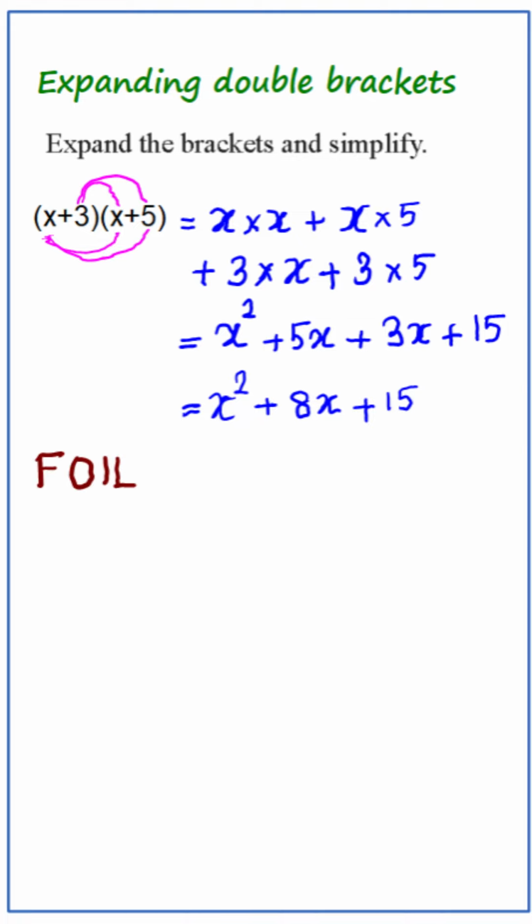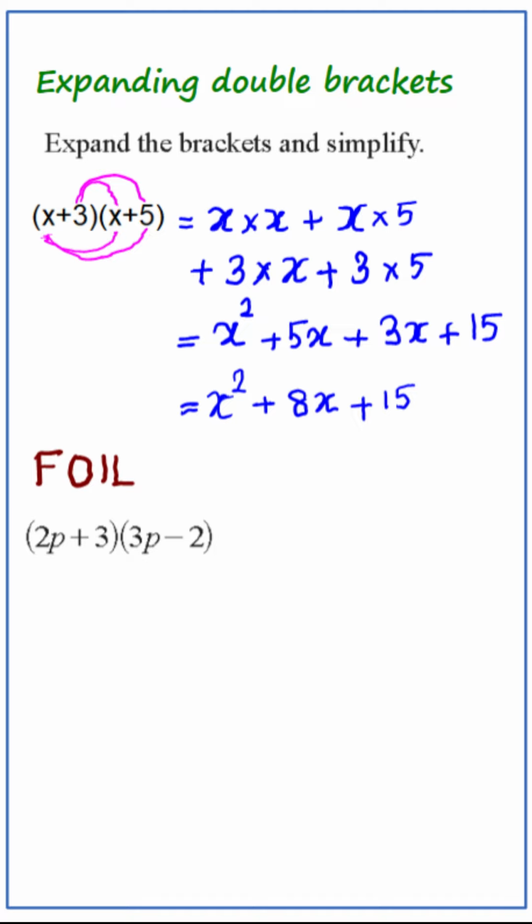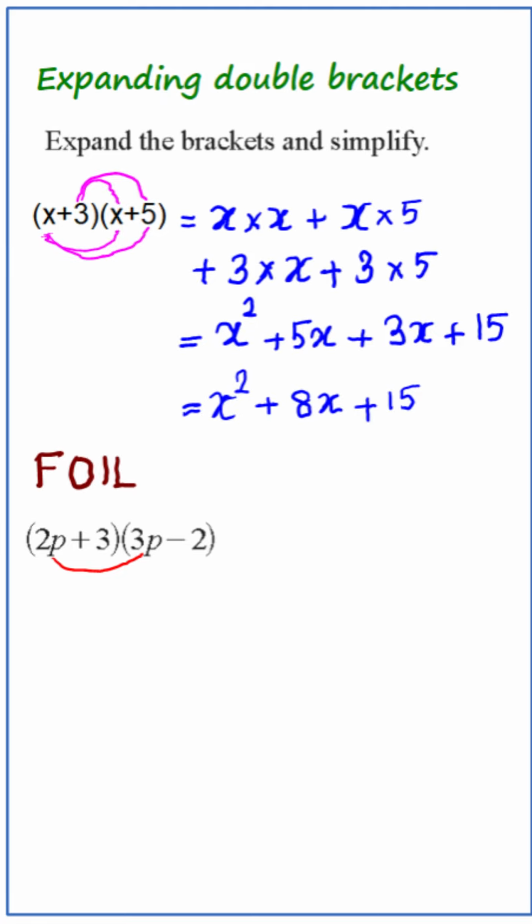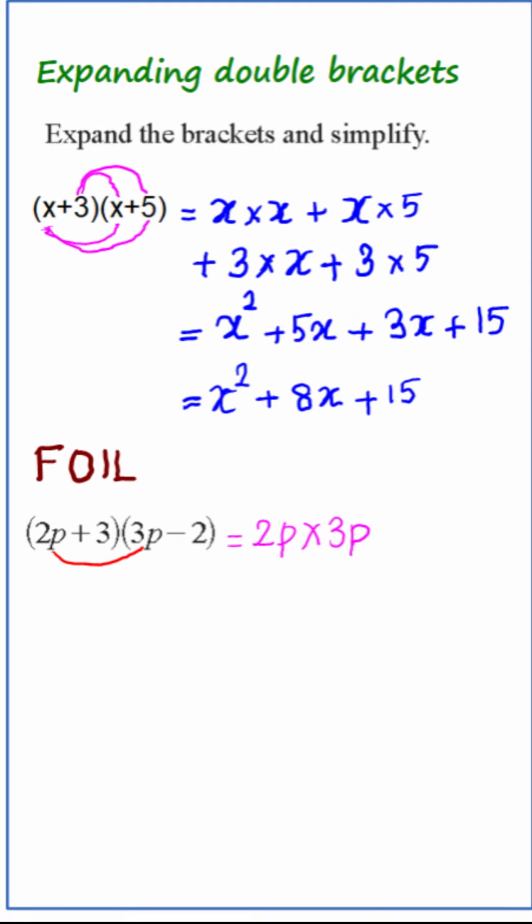FOIL is a shortcut to remember the steps. Let's do one example using this. F refers to the first term of each bracket, that is 2p and 3p. Multiply 2p and 3p. O refers to the outer term.